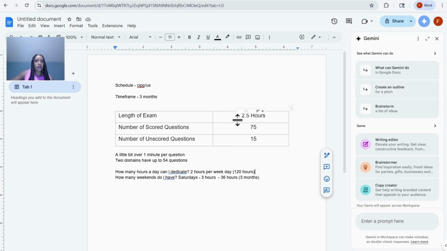And I'm pretty sure I got this wrong. 2.5 hours is 120 minutes, and then you have another 30. So you got 150 minutes between 90. So you actually have, yeah, you do a little bit over 1 minute. Yep, I was correct. So this is how I would personally set this out.